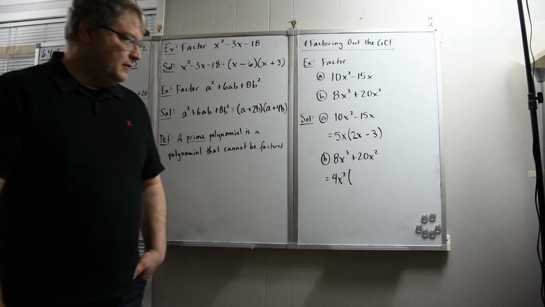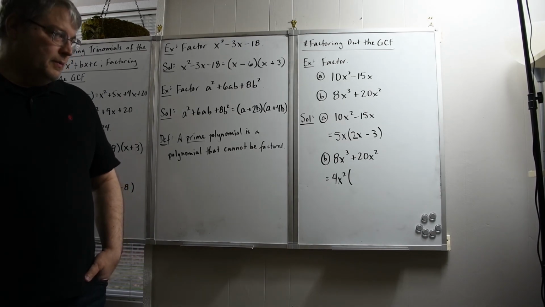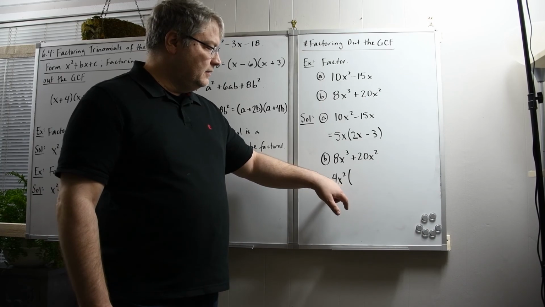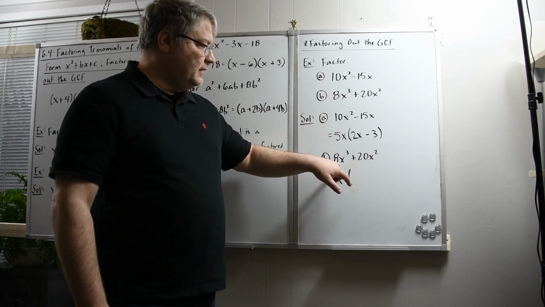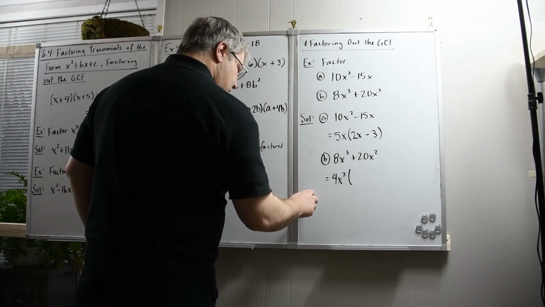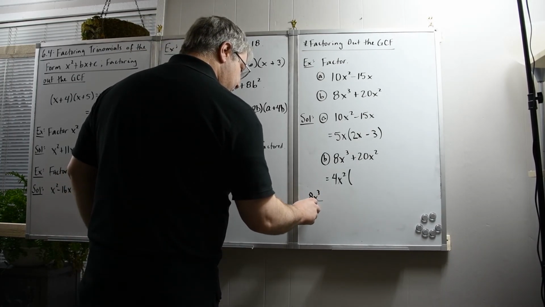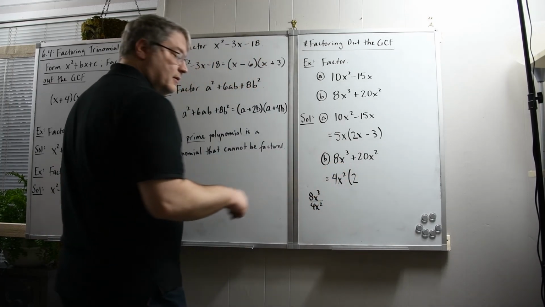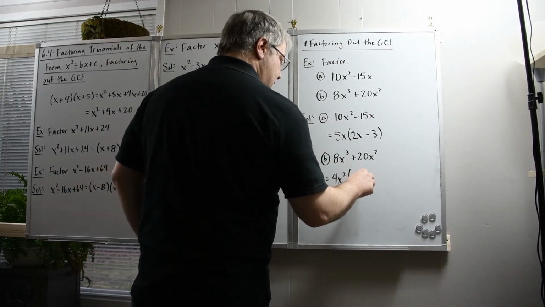And then we have to ask ourselves, well, what is that other factor going to be? So you would ask the question, 4x squared times what is 8x to the third? Or think of it as the division, 8x to the third divided by 4x squared. 8 over 4 is going to give you 2. X to the third over x squared gives you x. So that works pretty well.